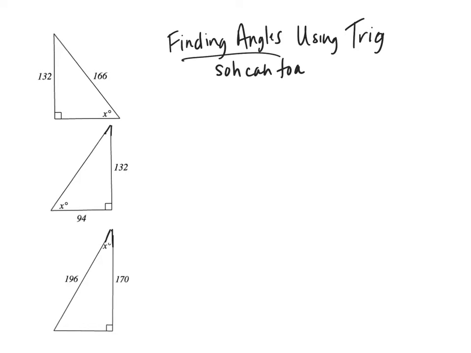SOHCAHTOA. And looking at this triangle, I see that opposite x is 132, and opposite the right angle, the hypotenuse is 166. So I have opposite and hypotenuse. Opposite and hypotenuse is sine, but I'm looking for an angle. So the inverse sine of, and this time, because I'm looking for an angle, I plug in the ratio, and it's opposite over hypotenuse, which is 132 over 166. So I'll go to my calculator, making sure it's in degrees, and the inverse sine of 132 divided by 166 is about, to the 10th, 52.7 degrees.